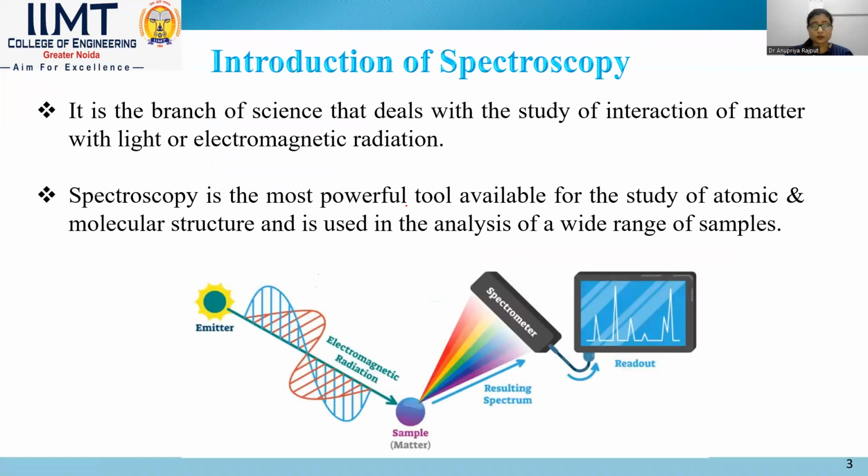When we consider spectroscopy, we have to understand what absorption and emission of electromagnetic radiation are. Spectroscopy is a branch of science that deals with the study of interaction of matter with light or electromagnetic radiation. That means when the sample or matter interacts with electromagnetic radiation, it changes its energy via rotation, translation, electron transition, or vibration. Spectroscopy is the most powerful tool that records these changes of energy and gives the information in the form of spectra.